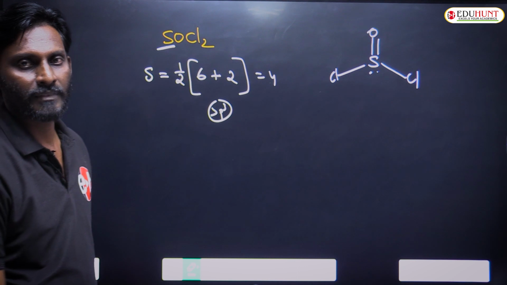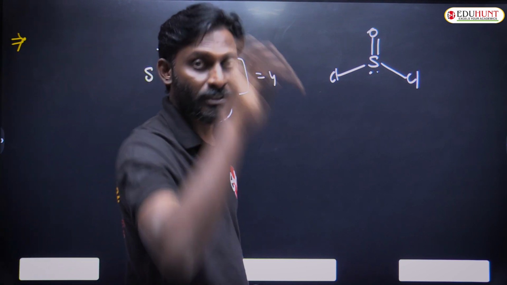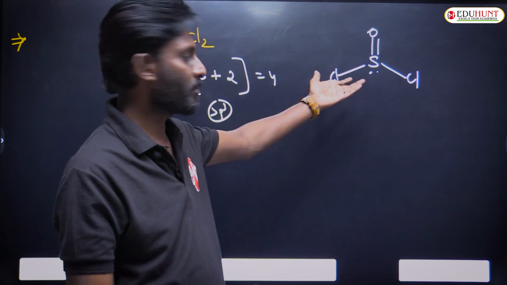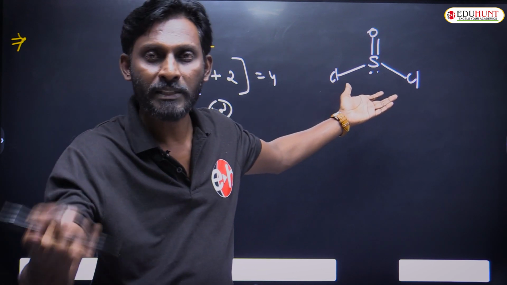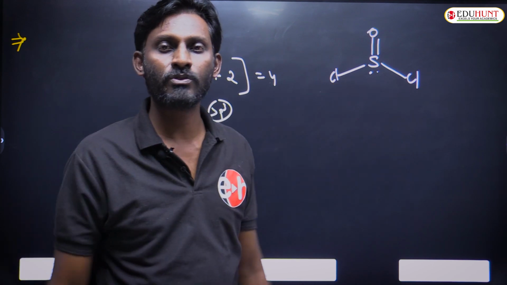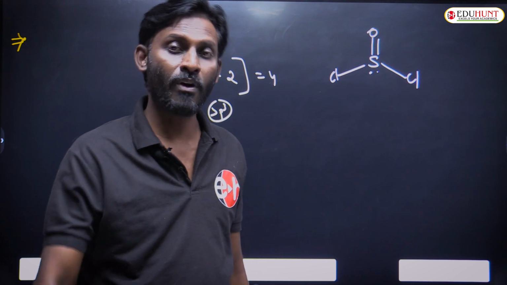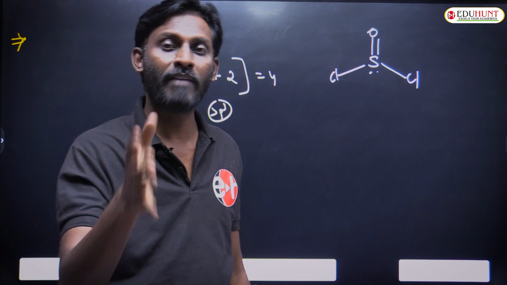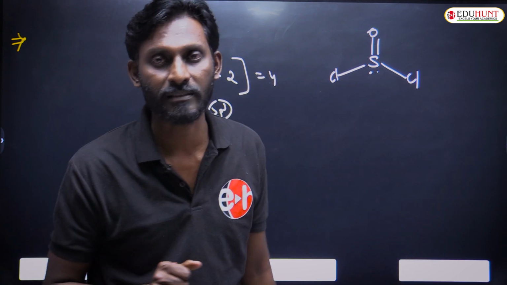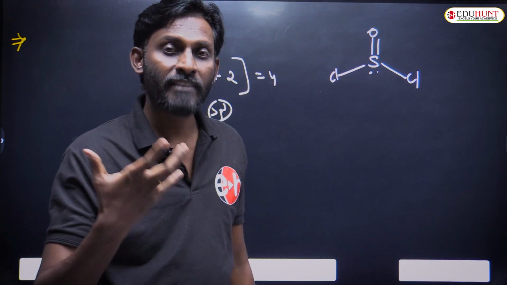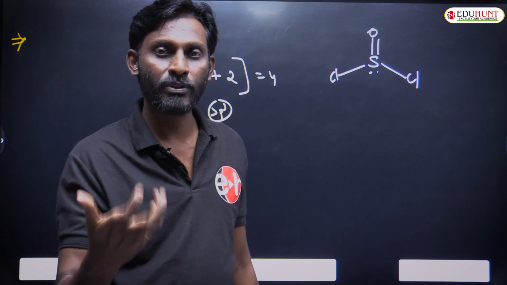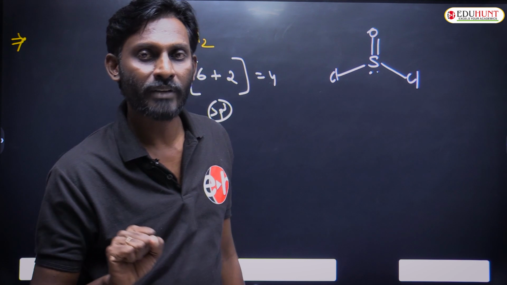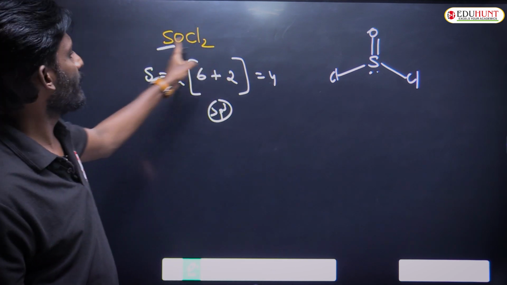In the valence shell of sulfur there is... you may ask me, sir, how can you draw the structure from this? You may forget VSEPR theory, but I don't forget, because I am teaching it daily. You are not supposed to forget the concepts you have learned about VSEPR theory in previous classes. By the knowledge of VSEPR theory, we are in a position to propose a structure to any molecule or ion given to you. So by just simply seeing it, I propose this structure.